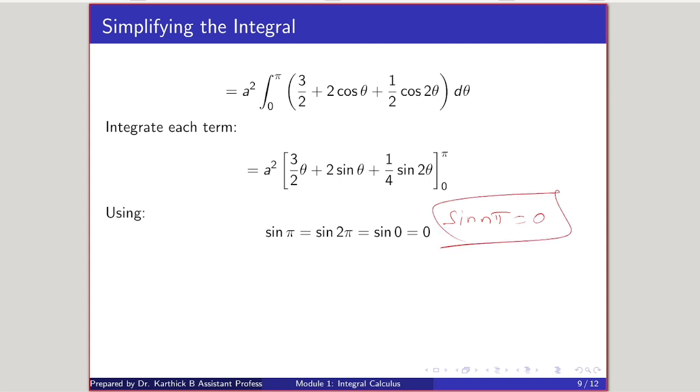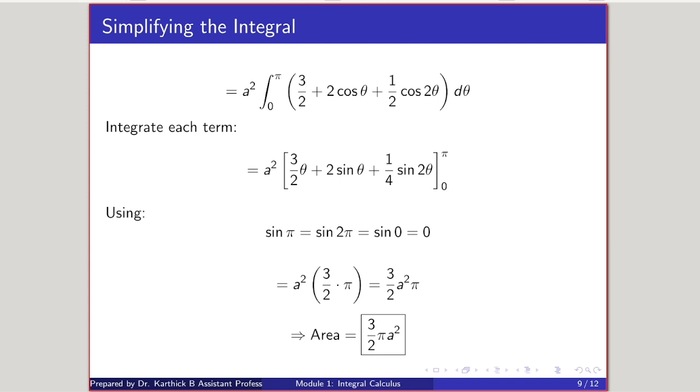By using this format, while substituting the value, sine 0 is 0, sine pi is 0, sine 2 pi is also 0. So with this, finally we get the value a square into 3 by 2 pi, because both of these become 0. So only the value of pi remains. So here it is a square into 3 by 2 pi. Finally we get 3 by 2 pi a square.